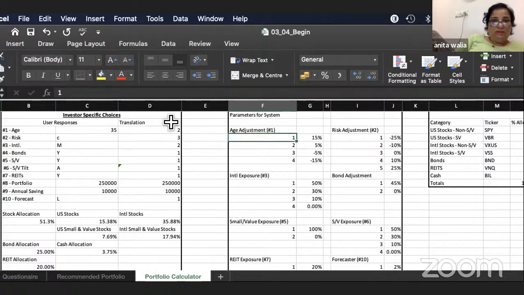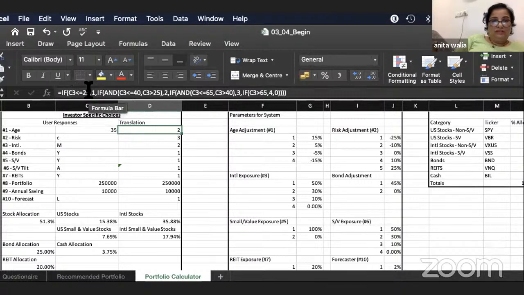Now, if you see the age adjustment factor, we have given this formula. If the age is less than 25, then it is 1. And if the age is between 25 and 40, then it is 2. Like this, we have created the numbers 1, 2, 3, 4. So 1 means the person whose age is equal to or less than 25, and 2 is our investor age, which is 35. So we have an age adjustment factor.